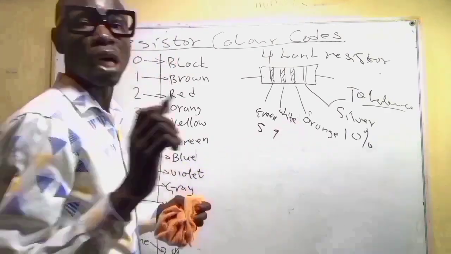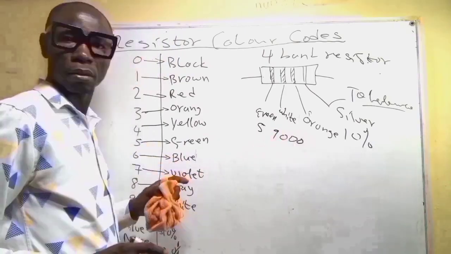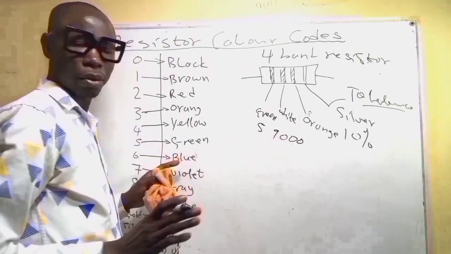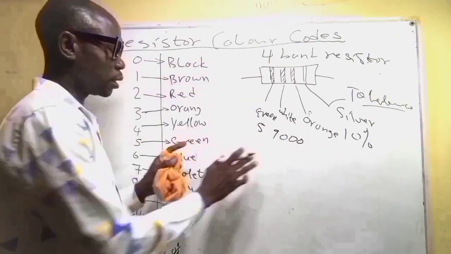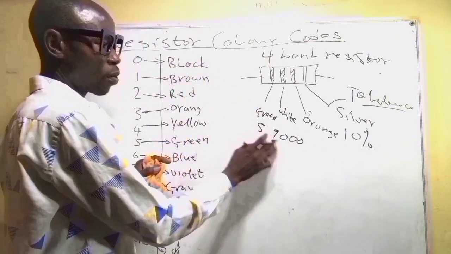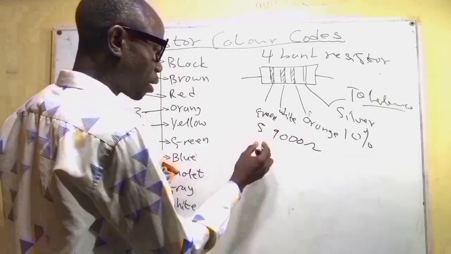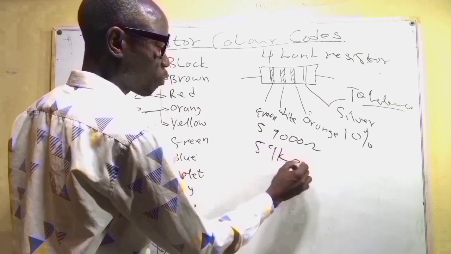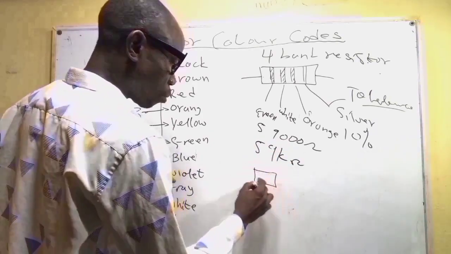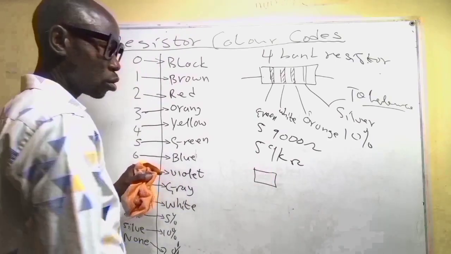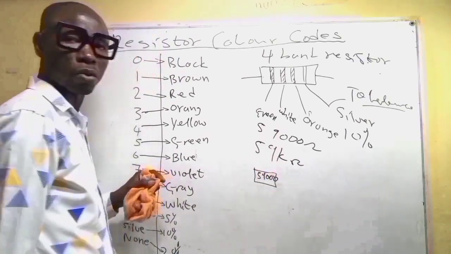Convert it into zeros. You convert it into 3 zeros, or you multiply by 10 to the power 3. And when you expand it, you have 59000 ohms. And you can write it like this to make it convenient, so that if you are writing in the box, it will get inside the box. Like this, it cannot get inside the box well.